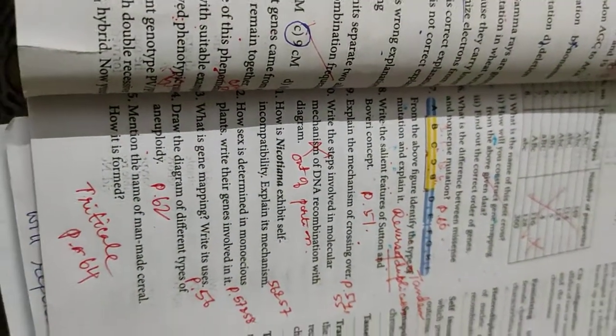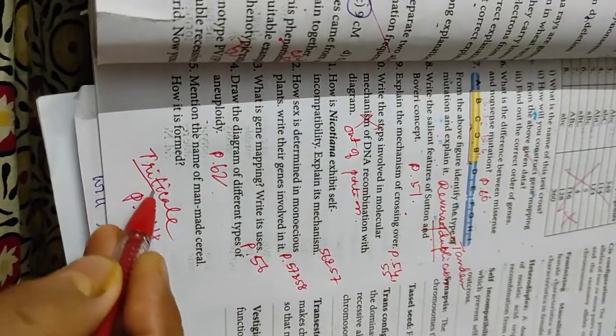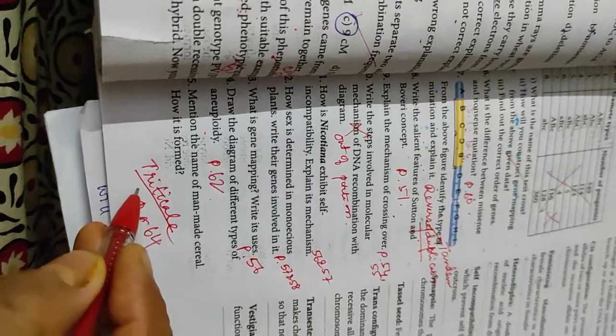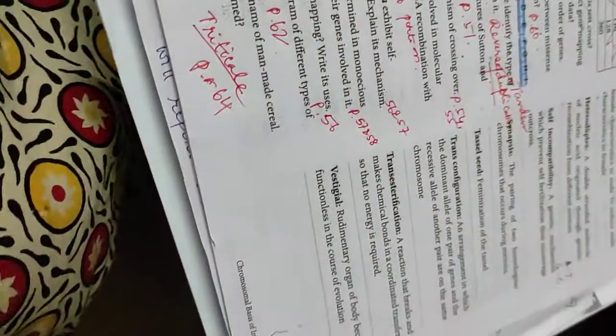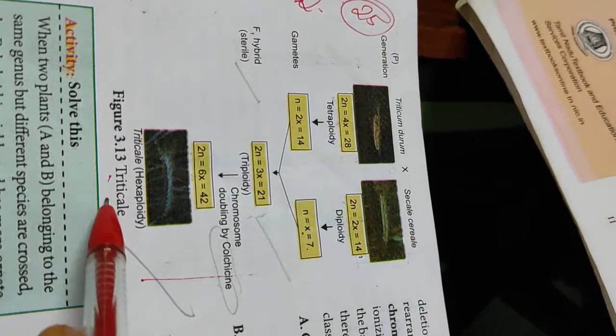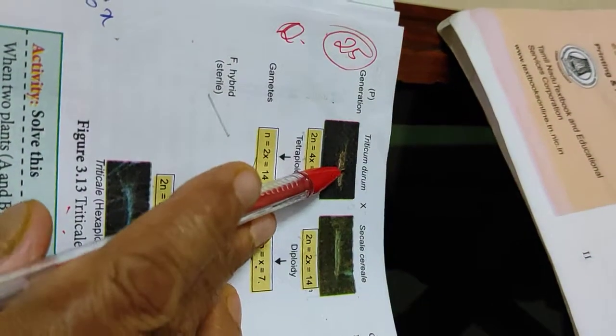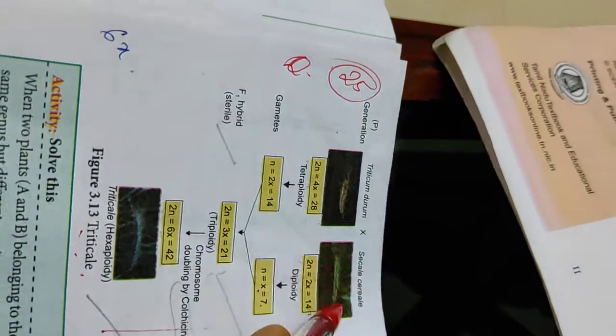Now next one, mention the name of the man-made cereal. The name of this man-made cereal is triticale. Now how is it formed? For that you come to page number 64, question number 25. This is the method by which it was produced. Triticum durum and secale cereale are the parents. No need of drawing the diagram.